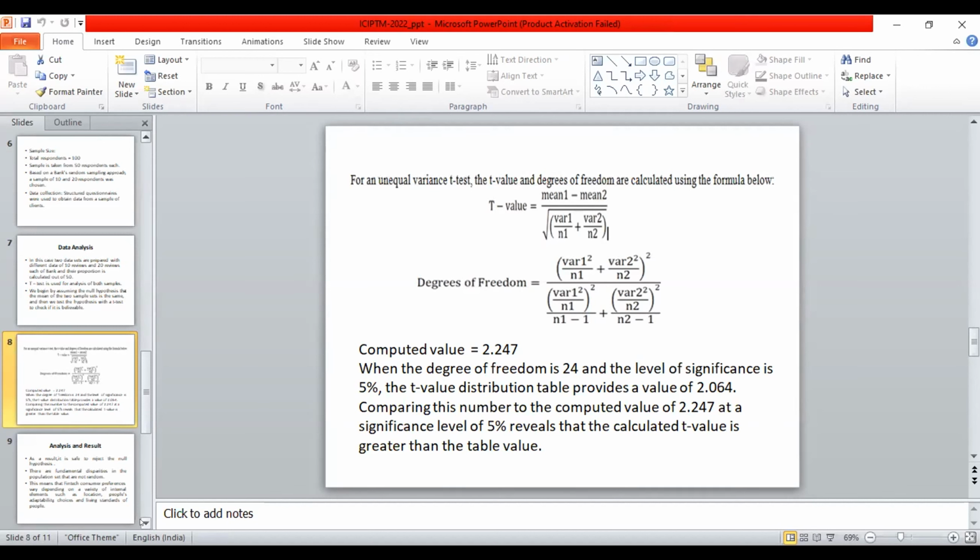Wherein the table we have another value which we have taken from the distribution table, which is 2.064. So when the degree of freedom is 24 and the level of significance is 5%, the t-value distribution table provides a value of 2.064. That is the table value. And the computed value which we have calculated on the basis of 5% level of significance only is 2.247. So we can see it reveals that the calculated value which we have taken, the t-value, is greater than the table value which is there. That is 2.064. So there is a variation between the table value and the calculated value.